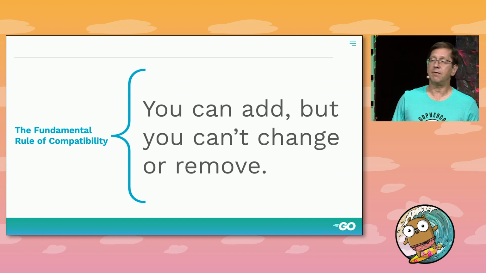If you add something, a function, a method, a field, you're probably making a compatible change. We'll see exceptions to that. If you remove something or change it, you're probably going to break something or someone. Let's look at some simple examples of that.